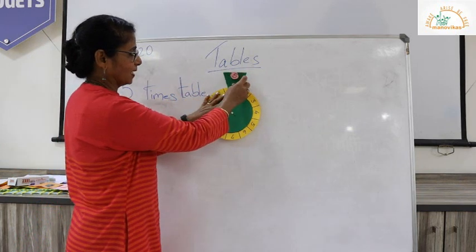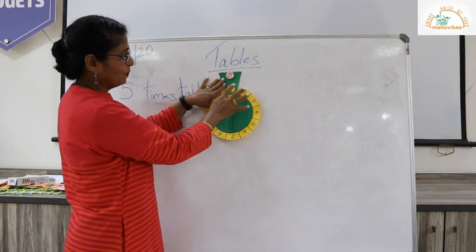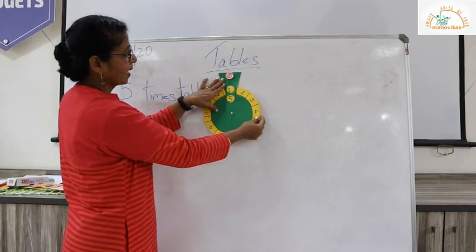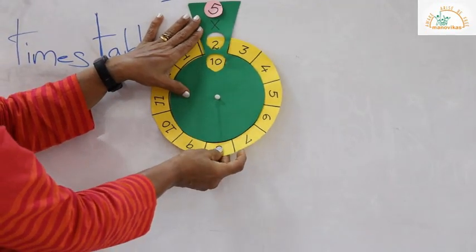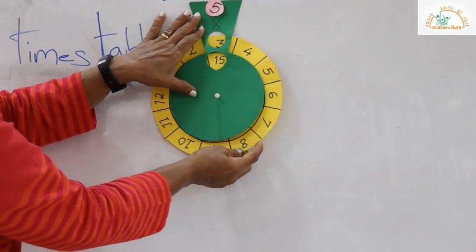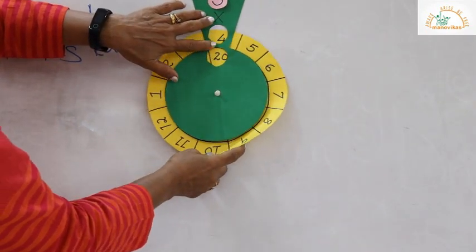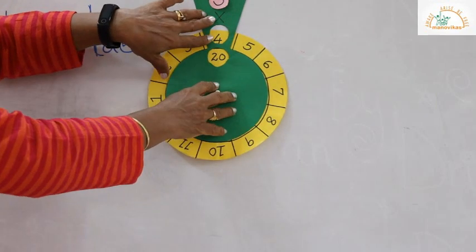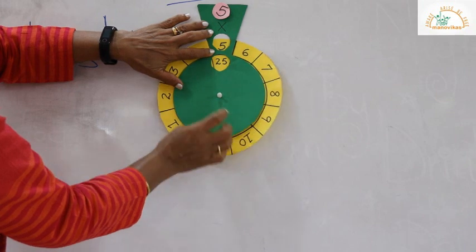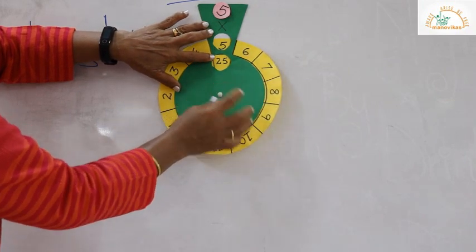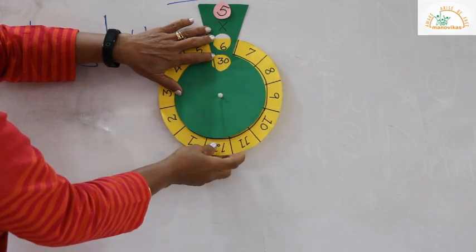Let's have fun with the table of 5. It is the easiest. It's 5 ones are 5 and 5 twos are 10. 5 threes gives us 15. 5 fours gives us 20. 5 fives are 25. 5 sixes are 30.